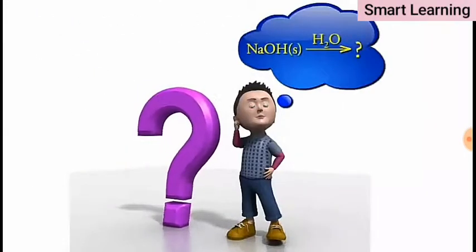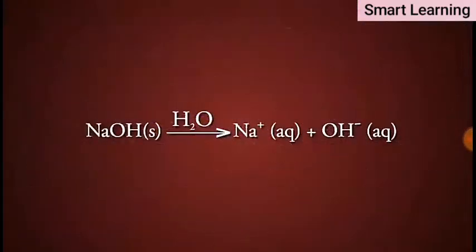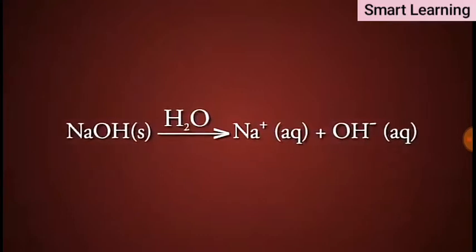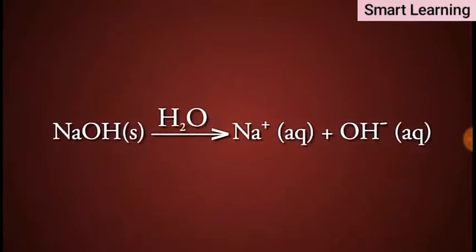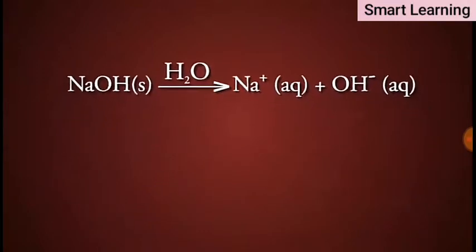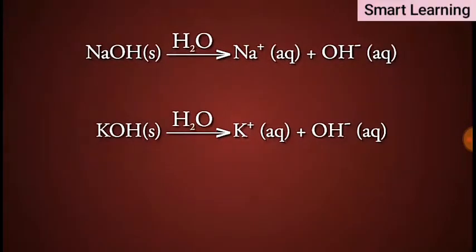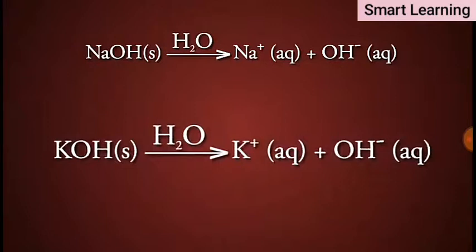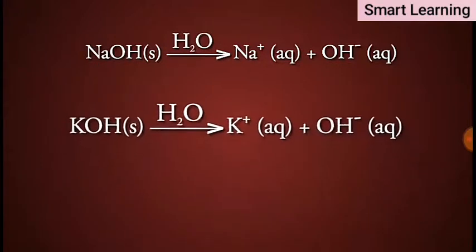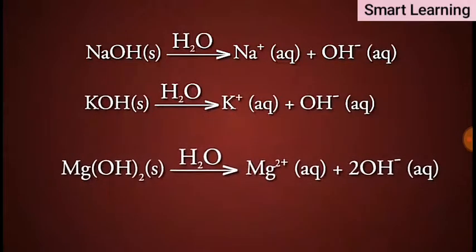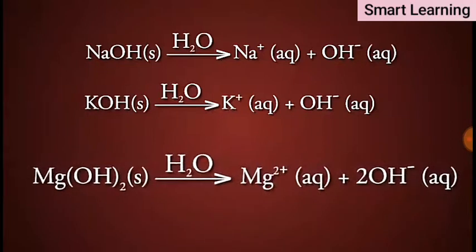Let us see what happens when a base is dissolved in water. The reaction will be: NaOH(s) dissolved in water gives Na+(aq) plus OH-(aq) ions. Similarly, if KOH(s) is dissolved in water, it gives K+(aq) plus OH-(aq) ions. Also, if Mg(OH)2(s) is dissolved in water, it gives Mg2+(aq) and 2 OH-(aq) ions.